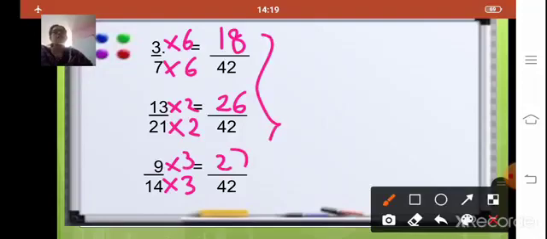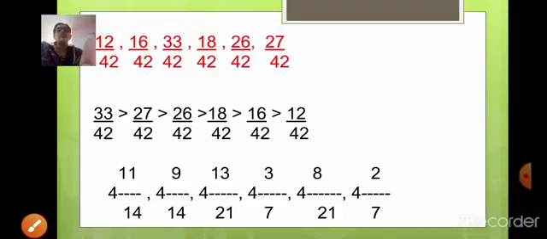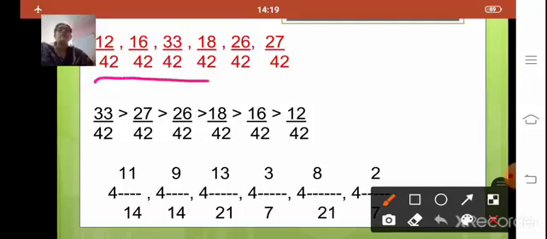All the fractions are like fractions where the denominator is 42. Now you have made all the fractions like fractions where your denominator is your LCM. Now what you will do is compare the numerators. The fractions we got were 12 upon 42, 16 upon 42, 33 upon 42, 18 upon 42, 26 upon 42 and 27 upon 42.